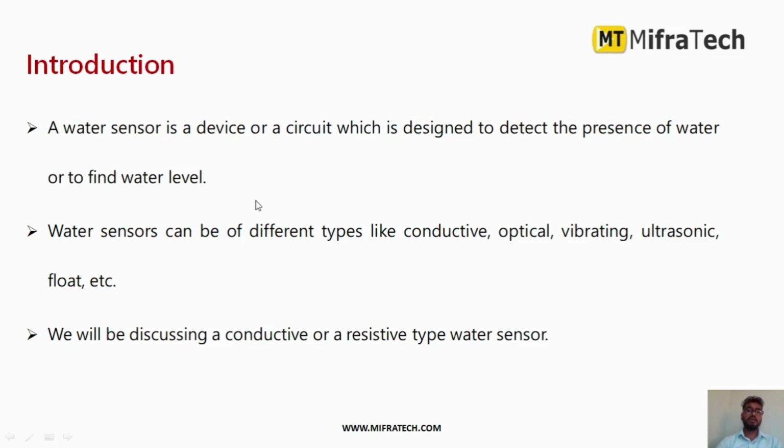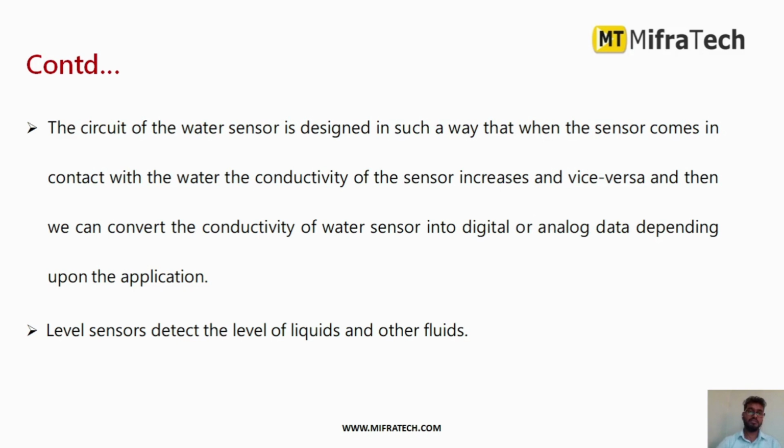It is a device or a circuit designed to detect the presence of water or to find the level of water. Different water sensors are available, like conductive, optical, vibrating, ultrasonic, float, etc. Here we are using a conductive or resistive type of water sensor. The circuit is designed in such a way that whenever the sensor comes in contact with water, the conductivity of the sensor increases, and vice versa.